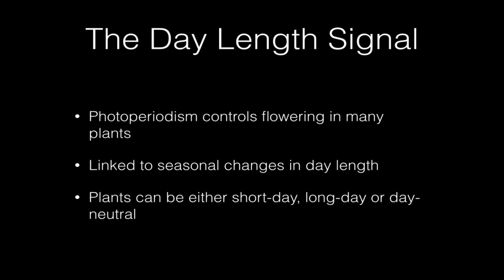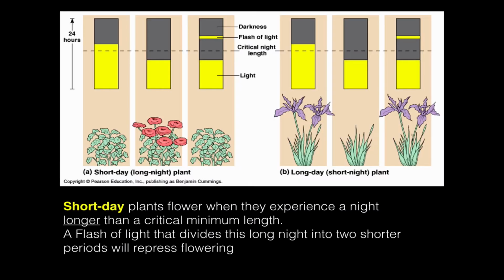And plants can be one of three different types. They can be short day plants, long day plants, or day neutral plants. All right. A short day plant is going to flower when days get short. A long day plant is going to flower when days get long. And a day neutral plant is going to flower all the time and not really be responding at all to the day length signal. Okay.